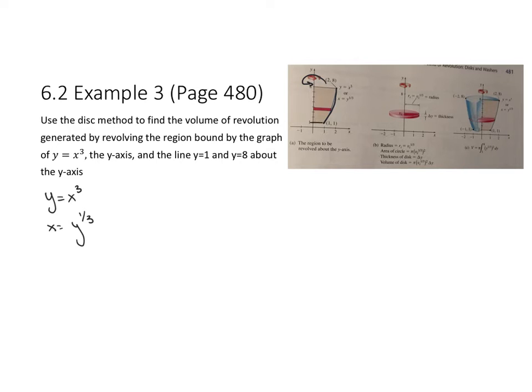They gave us the points 1 and 8, so those are my endpoints. So we're going to go from 1 to 8. Pi, my radius is y to the 1/3, squared, dy. So it's pi, the integral from 1 to 8, y to the 2/3 dy. We add 1 to the exponent, we get 5/3, and we multiply by 3/5.